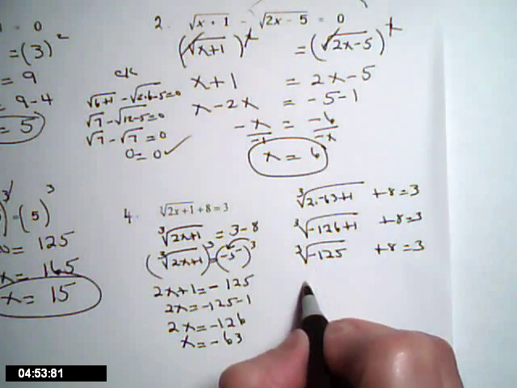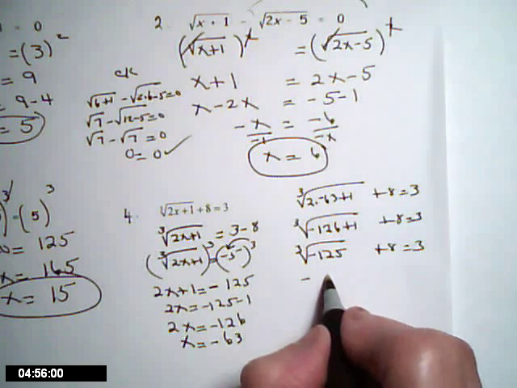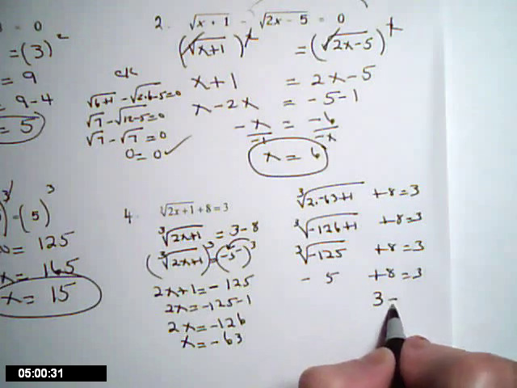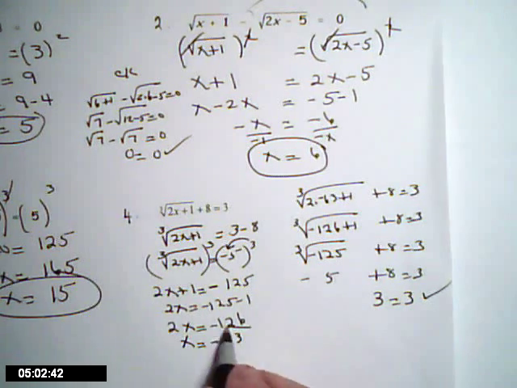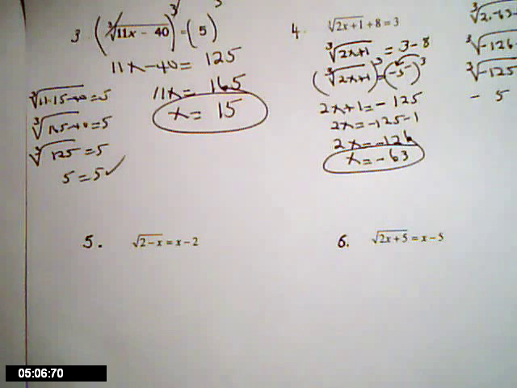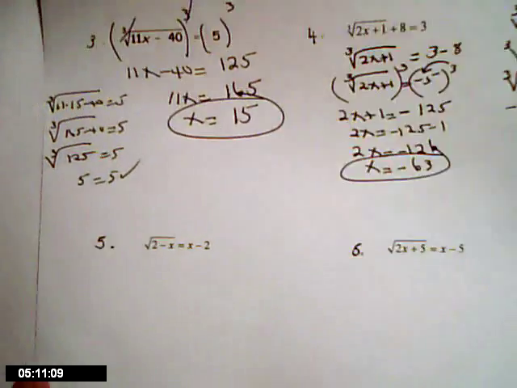The cube root of a negative is negative. Cube root of 125 is 5. And negative 5 plus 8 is 3, equals 3. And that is an identity, so negative 63 is my answer. Now, of all these problems, perhaps this next type will be the most challenging.